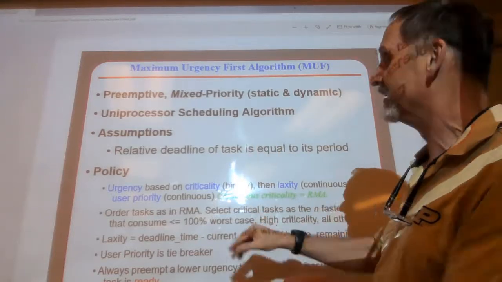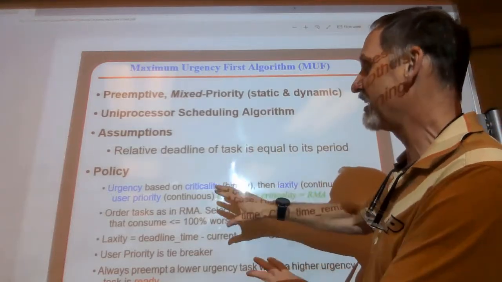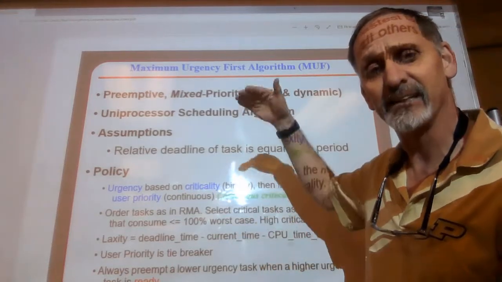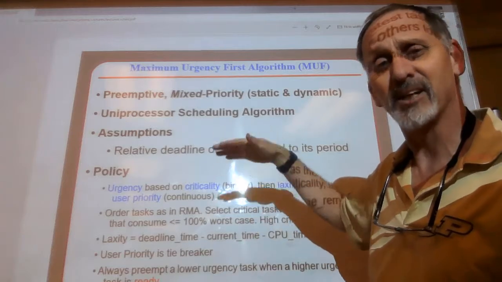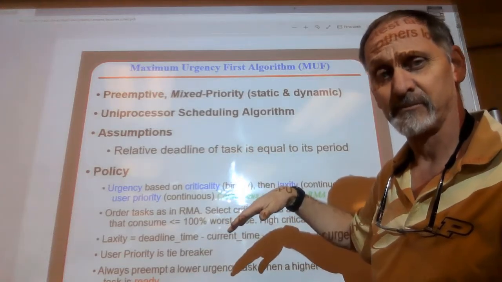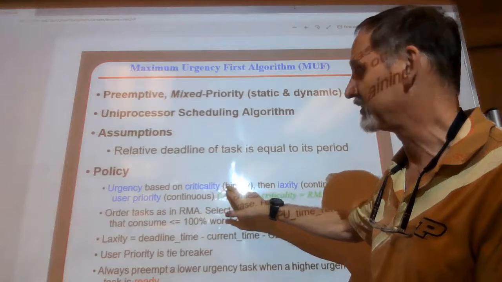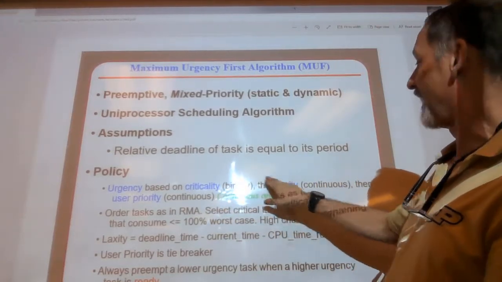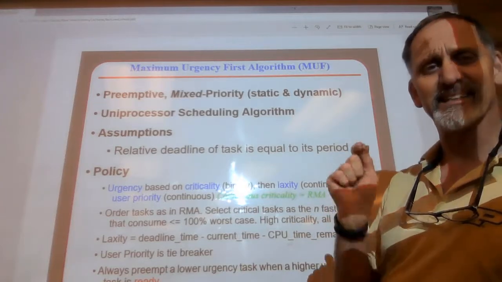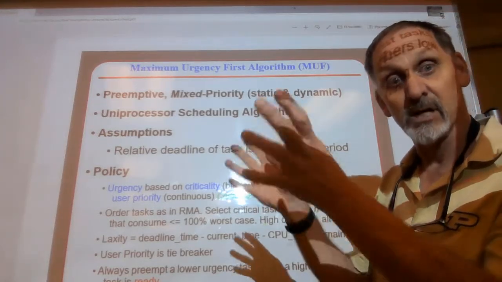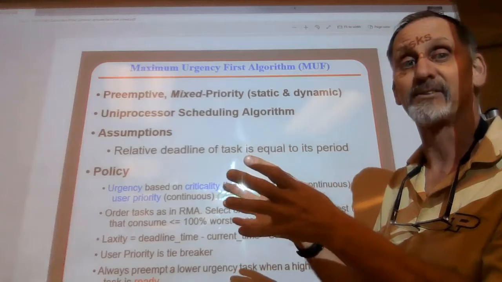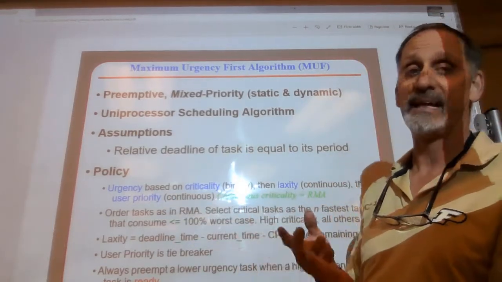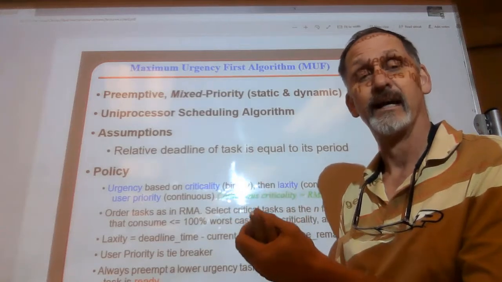But first, let's think about this MUF: if instead of just setting criticality, we set it to the order, well, then that's going to be an RMA scheduler. Instead, when we set criticality to either 1 or 0, our laxity is going to be the dynamic priority element among those most critical tasks. And then user priorities are going to allow you to pick only when there's a tie to be broken.